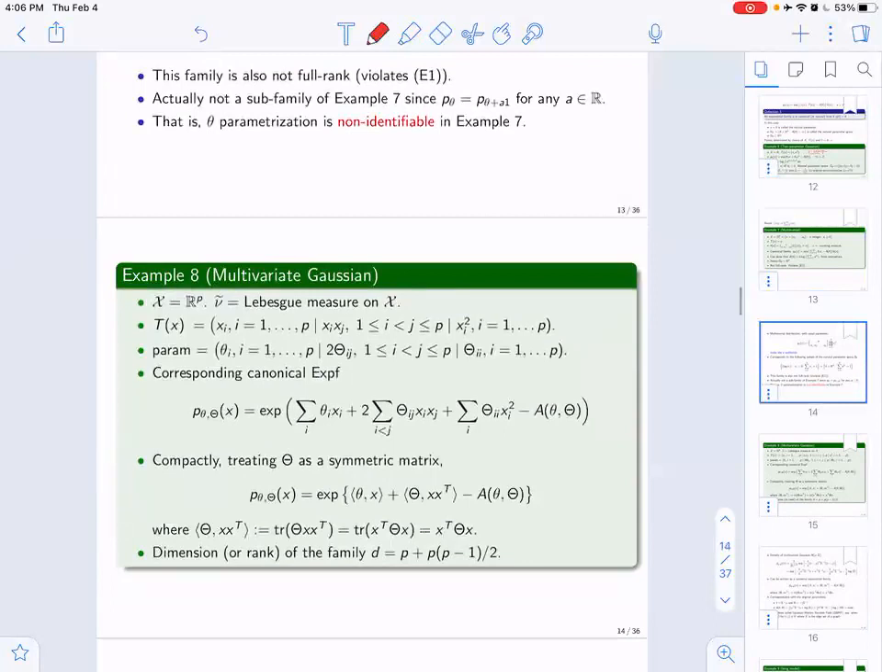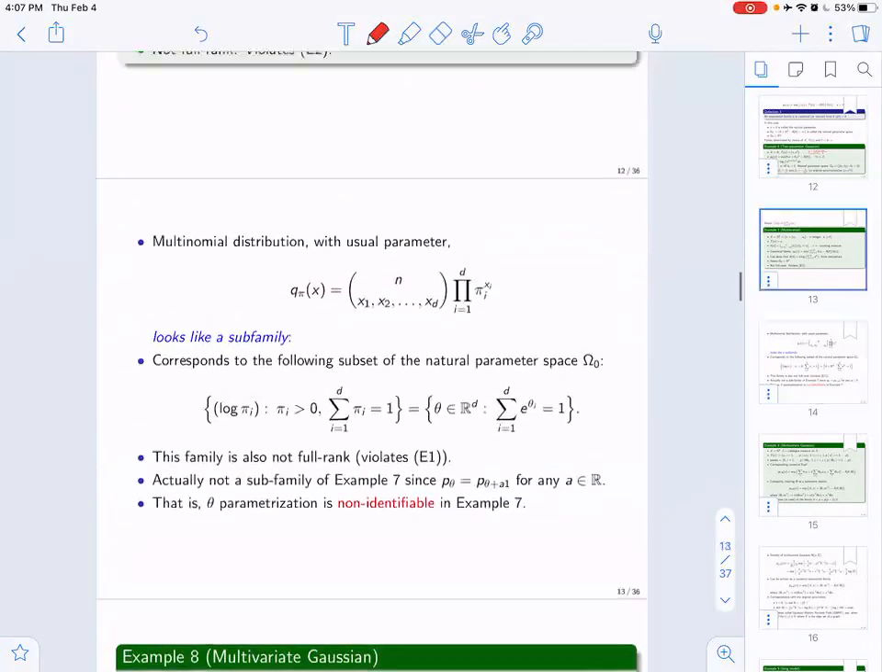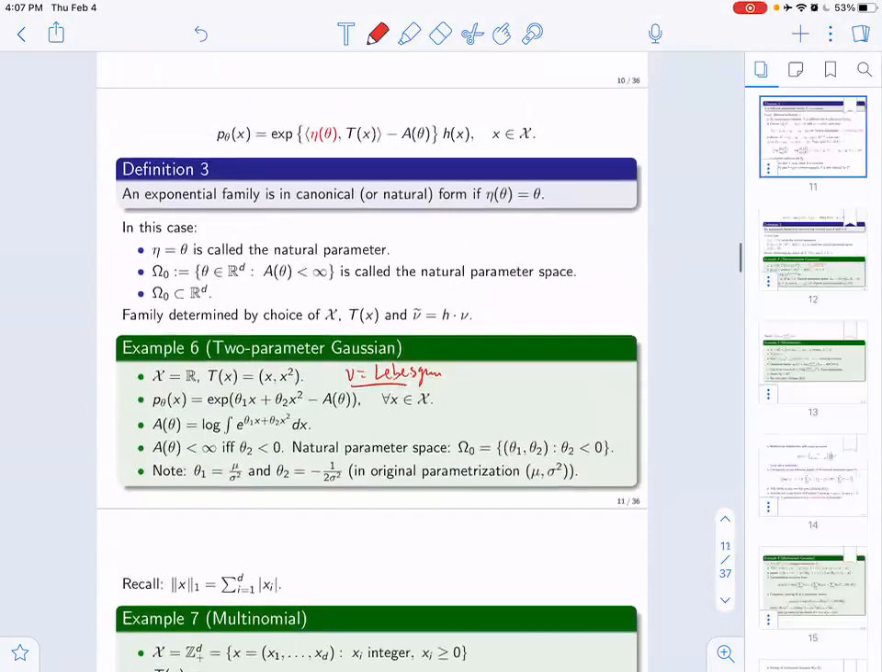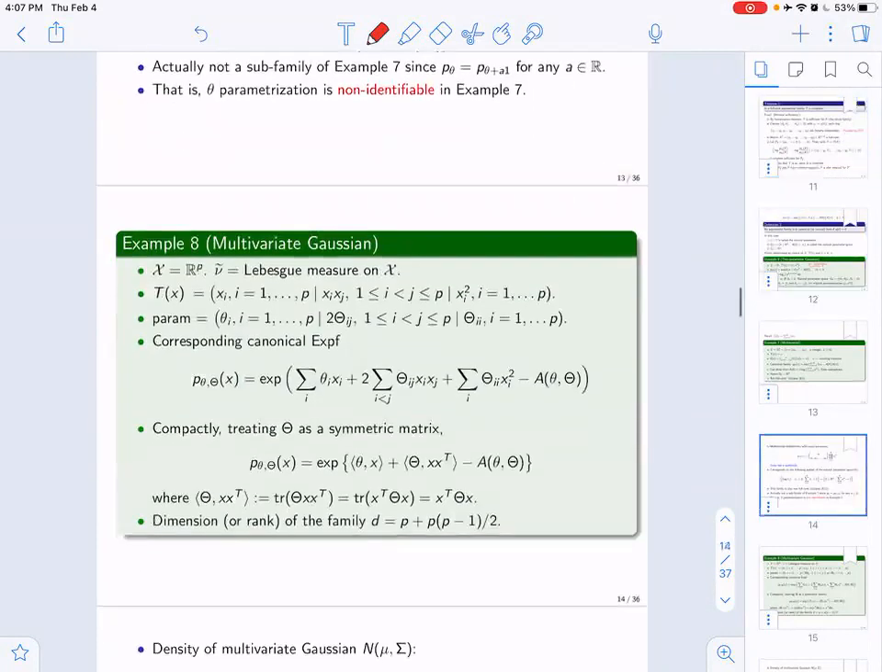Okay, so I want to spend some time on this one. Any questions so far? Except for the multinomial, which we didn't cover that carefully. Is the idea of the standard family, canonical family, fine with people? Okay, so let me give the more interesting example.